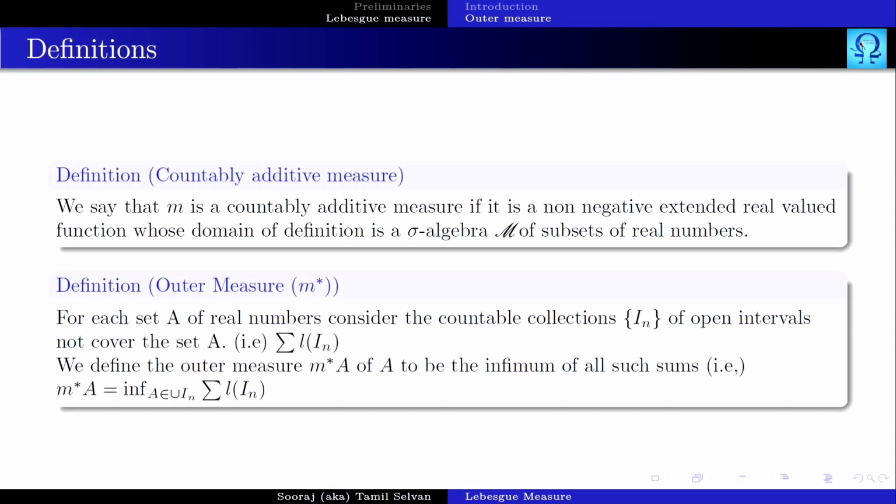Okay, so now we enter into the concept of outer measure. Here, for each set of real numbers, we are always able to consider some countable collection of open intervals that cover the set E. Now we define the outer measure, denoted as m star, of the set A to be the infimum of all such sums.